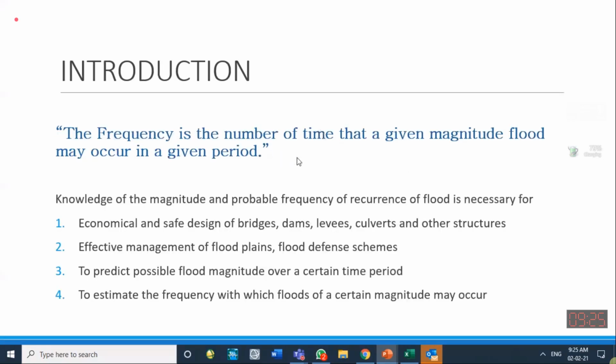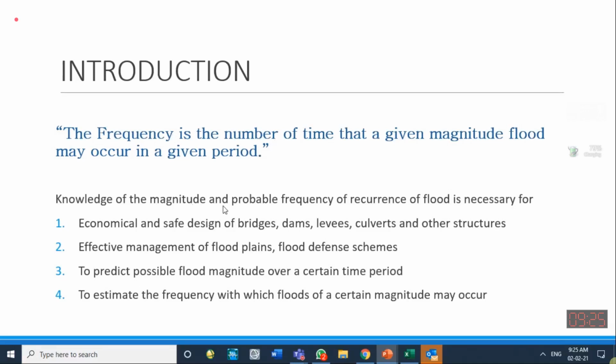Now the definition of frequency. We know what frequency is with respect to electricity. We have heard of the frequency of our voice, and the frequency of light is known to us. So frequency is a word which is common to us, but frequency with respect to flood is the number of times that a flood of a given magnitude occurs in a given period.